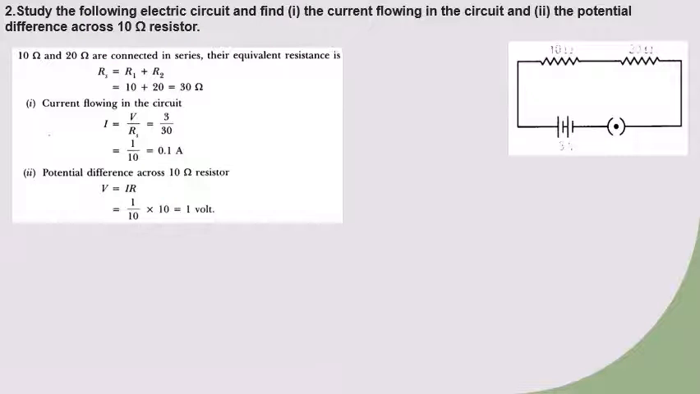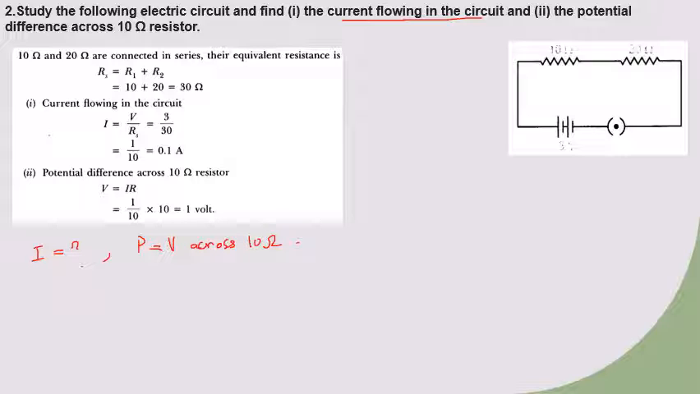Next question. In the following electric circuit, find the current flowing in the circuit. First we have to find the current flowing in the circuit, that is I, and then the potential difference across the 10 ohm resistor. Then we have to find out V, the potential difference across the 10 ohm resistor. Fine.